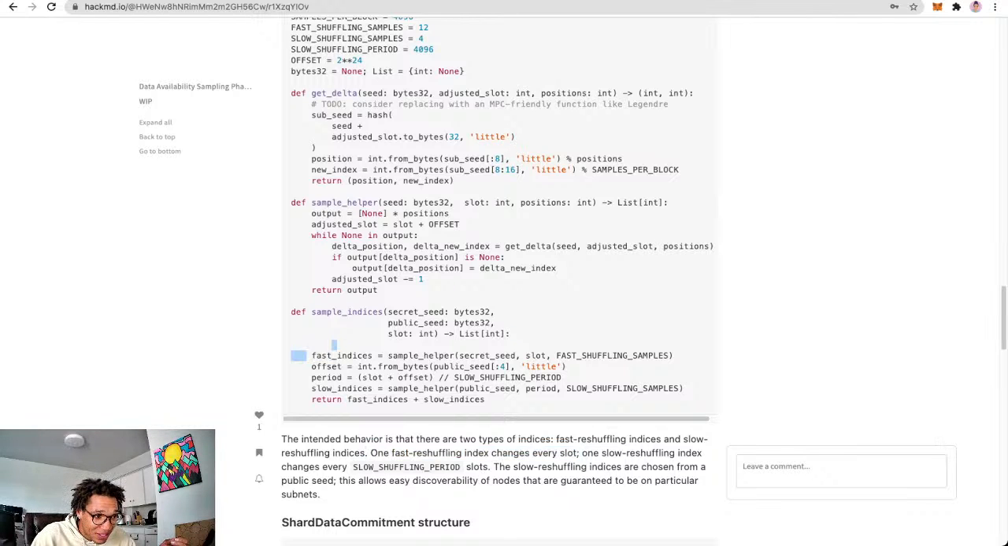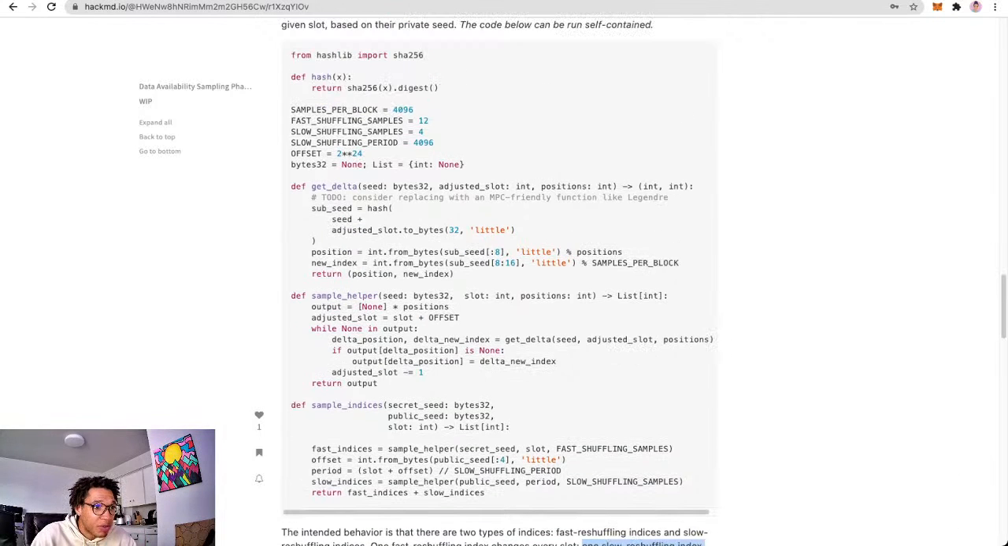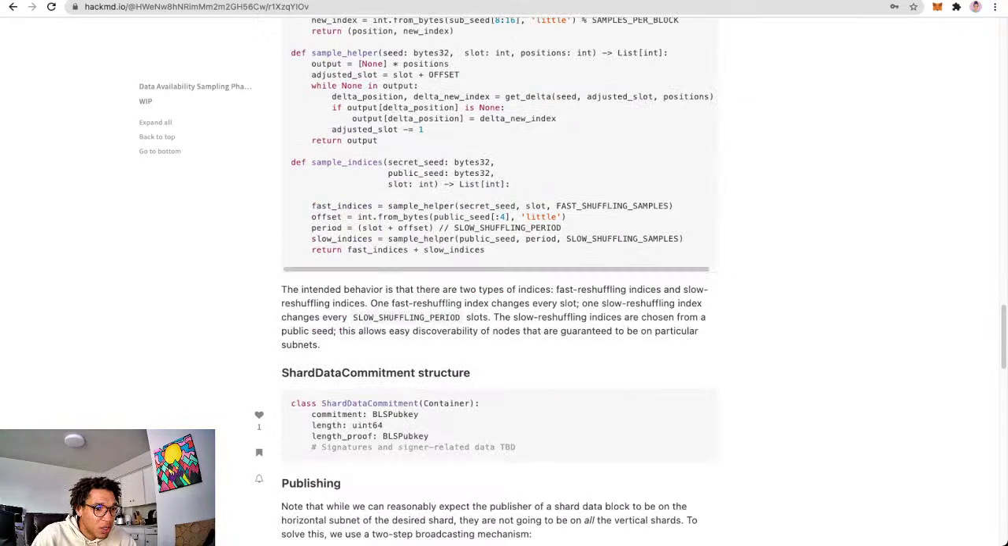So you have your fast indices and your slow indices, and for both of these, you're going to call the sample helper function with your secret seed here. Your slot is an integer here, right? And then your fast shuffling samples as your position, I suppose. But the point is, why? The one slow shuffling index changes every slow shuffling period. So you have something changing. Okay.